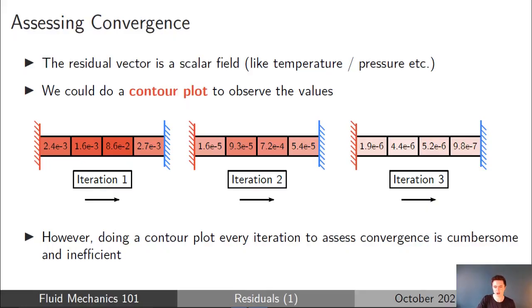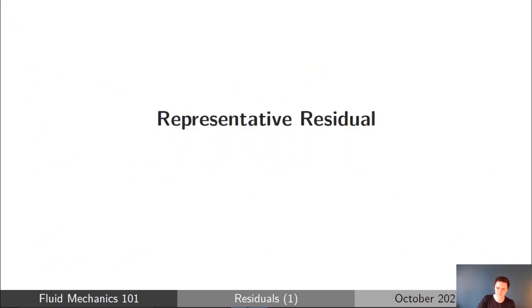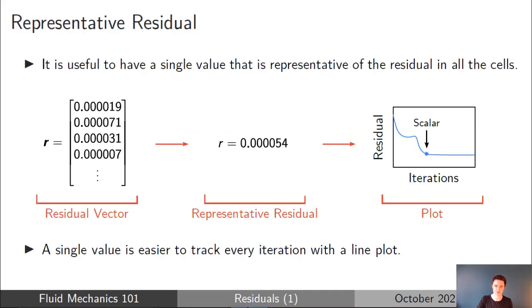We don't really want to be looking at contour plots every single iteration. What we do, instead of looking at the entire field, is we try and get a representative residual that represents the residuals in all of the cells in the mesh. So this is extremely useful if we do it. If we can start with our residual vector, which you can see there on the slide, and then somehow get out a single value that's representative of that entire vector. Because if we can get out a single value that represents the entire thing, we can plot that value quite easily. So every iteration, we could just get our next representative value out and plot that on a line plot.